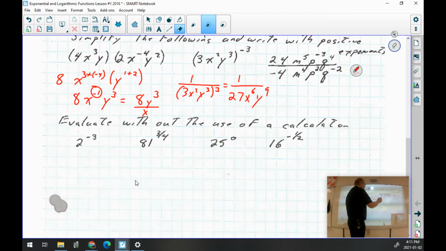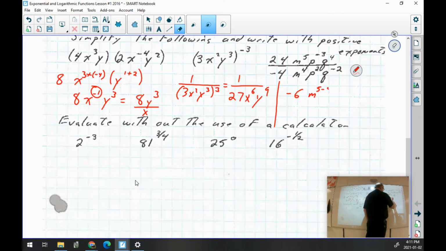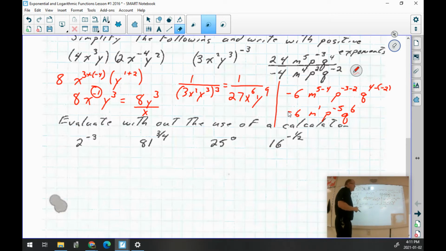Again, here, 24 over negative 4, those are just numbers. I'll write that as negative 6. I've got m to the 5 over m to the 4. I've got p to the negative 3 over p squared, so that would be p to the negative 3 minus 2. And I've got q to the 4 minus negative 2. Tidying this up, we end up with negative 6, m to the 1, p to the negative 5, and q to the 6, which is a perfectly acceptable answer.